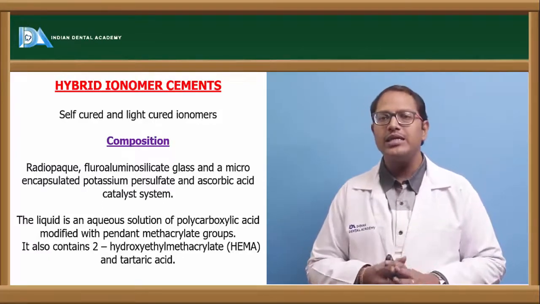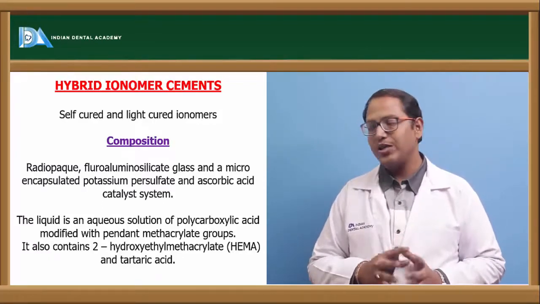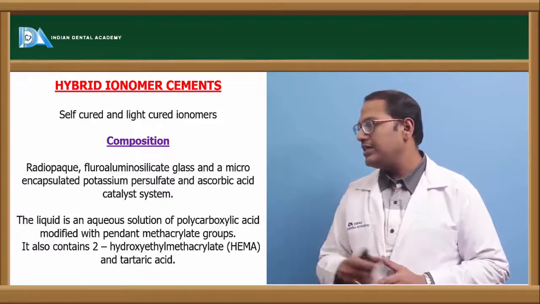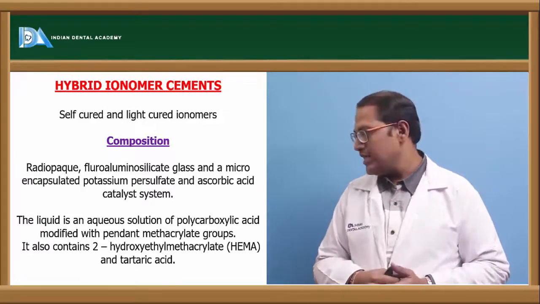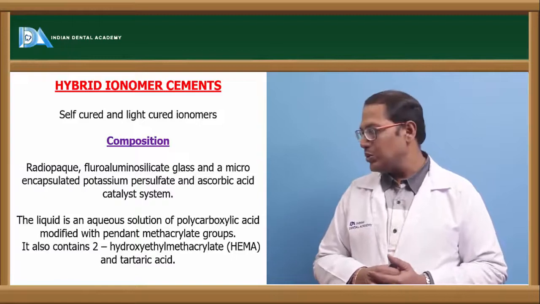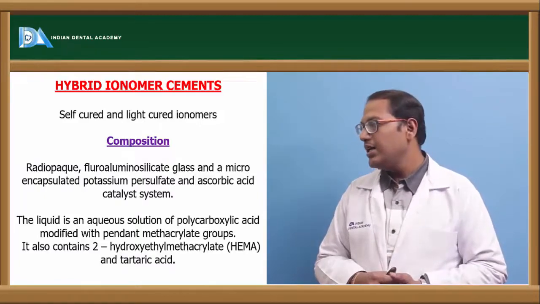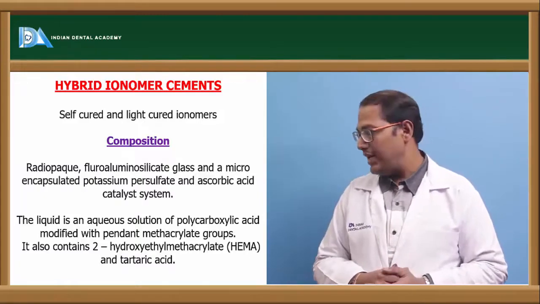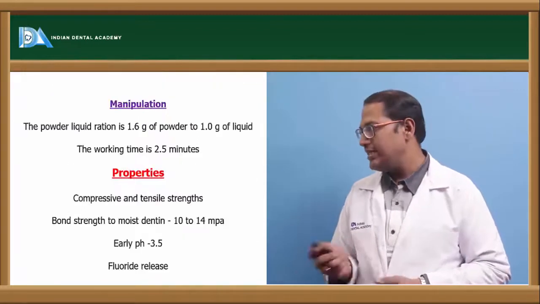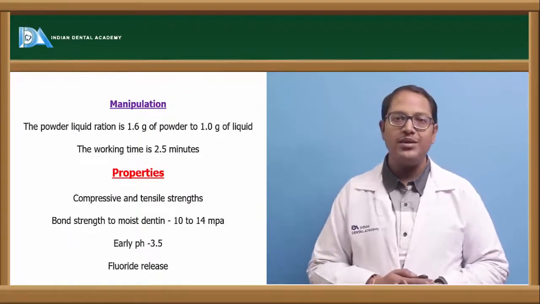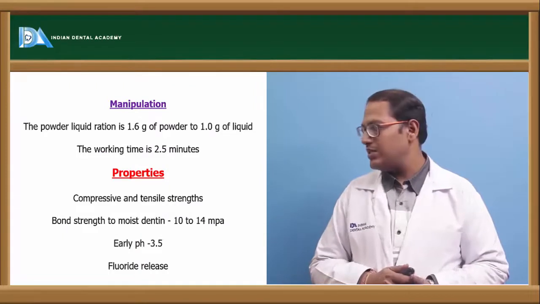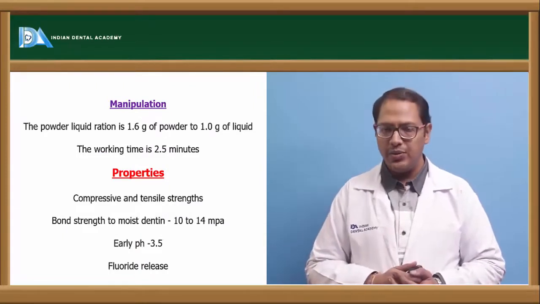The liquid is an aqueous solution of polycarboxylic acid modified with pendant methacrylate groups. It also contains HEMA. What is HEMA? That is hydroxyethyl methacrylate, and tartaric acid. So for the manipulation of the cement, 1.6 grams of powder is required and 1 gram of liquid.